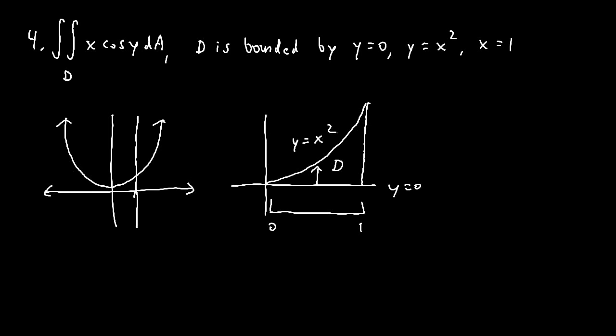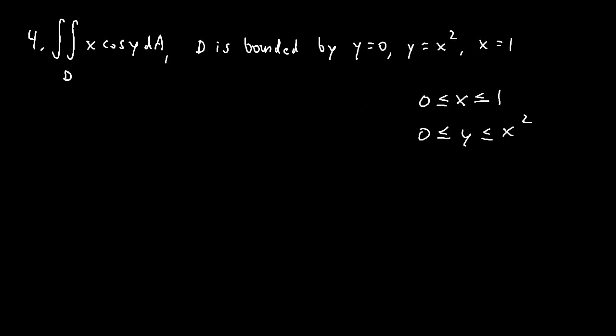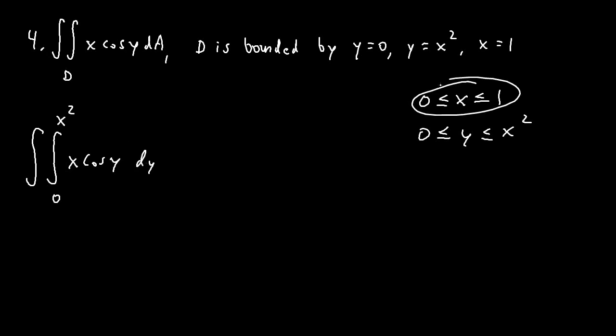So if I were to write an inequality for x, well, x ranges from 0 to 1, and for y, y ranges from the bottom equation of y equals 0 to y equals x squared, that top equation, or the top function. So now using this information, I can rewrite it in iterated integral here. So we have the double integral of x times cosine y. Now y has the variables as the bounds, so that is going to be on the inside. So then we'll have dy on the inside. X has constants from 0 to 1, so dx will be on the outside.